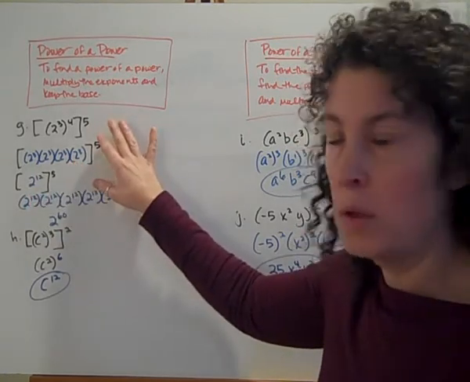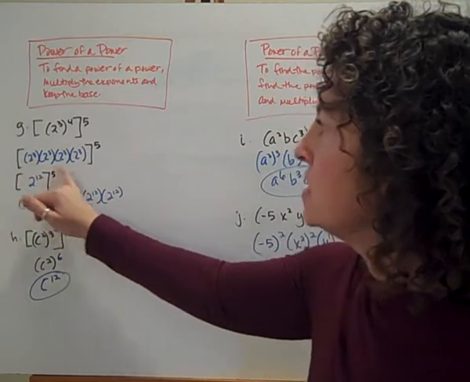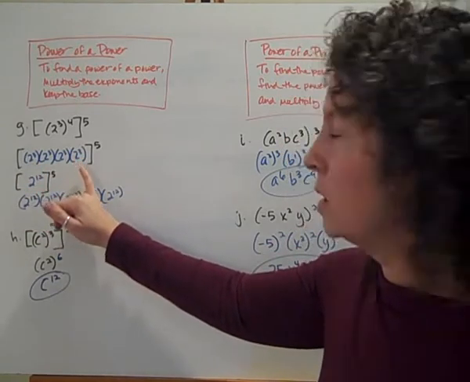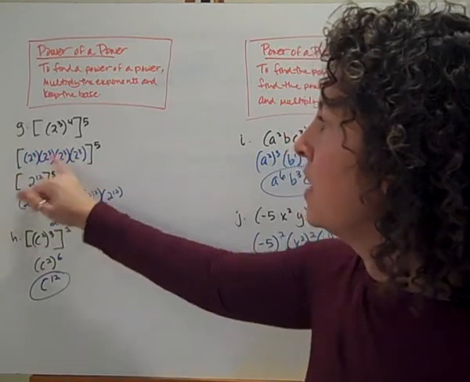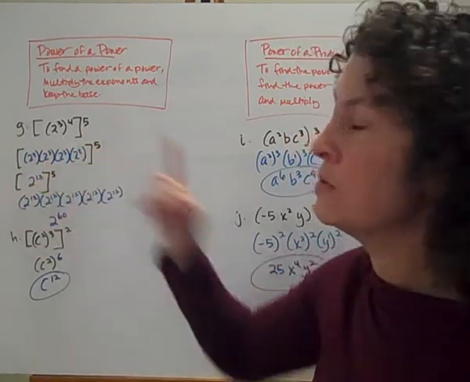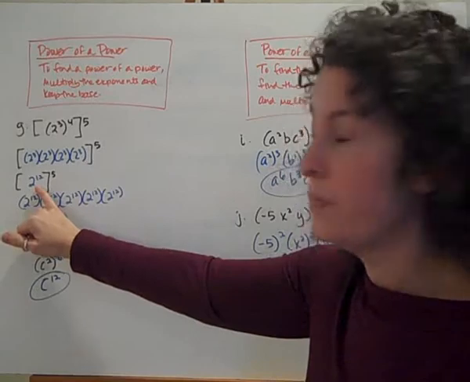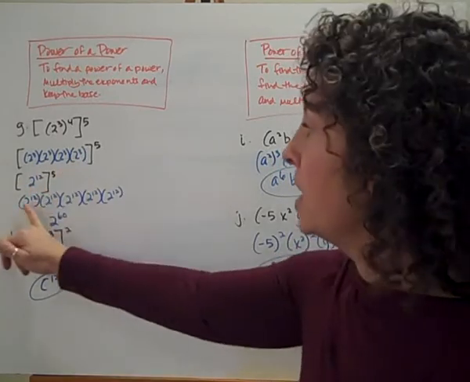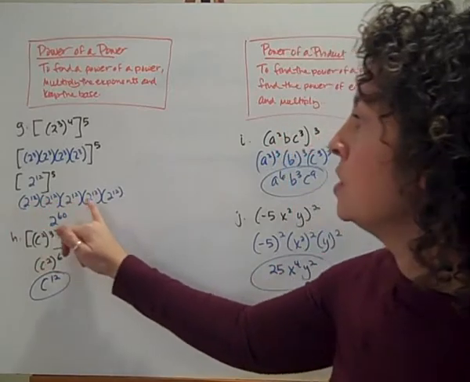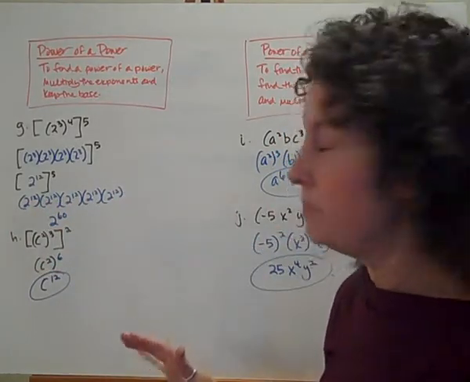I'm going to leave that fifth power alone for just a second now. But this inside, going back to our rule from our last example, I can keep the base because they're all 2's, and I can add the exponents. So that's 3 plus 3 plus 3 plus 3. That gives me 12. So I have 2 to the 12th. And now I've got 2 to the 12th to the fifth power. Again, if I break this up, that's 2 to the 12th 5 times.